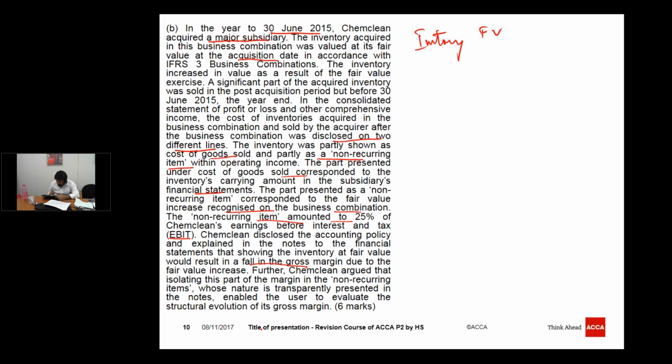Okay. Further, ChemClean argued that isolating this part of the margin in the non-recurring item, whose nature is transparently presented in the notes, enables the users to evaluate the structural evolution of its gross profit. So can you suggest from which accounting standard we should solve this part of the question? Which accounting standard should be applicable in this part of the question?